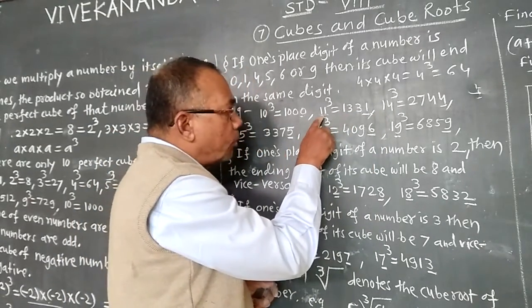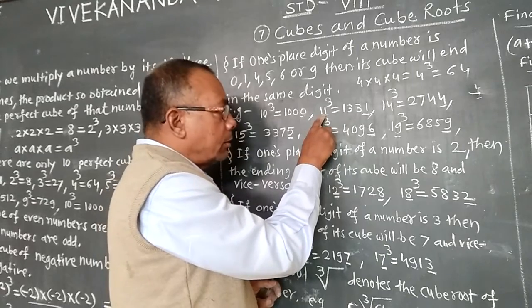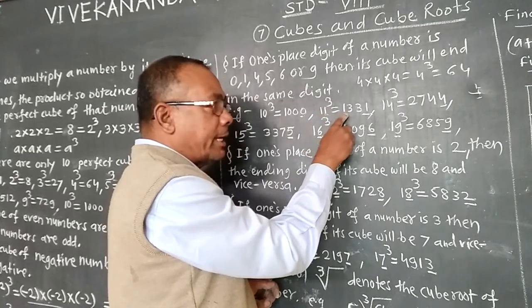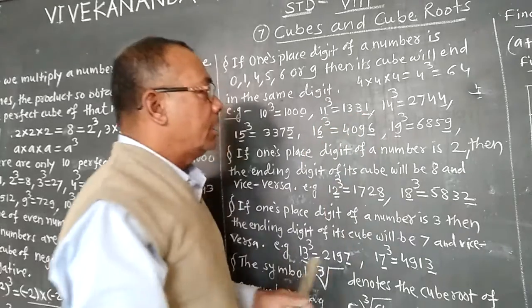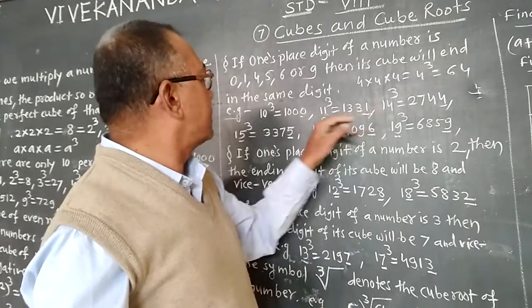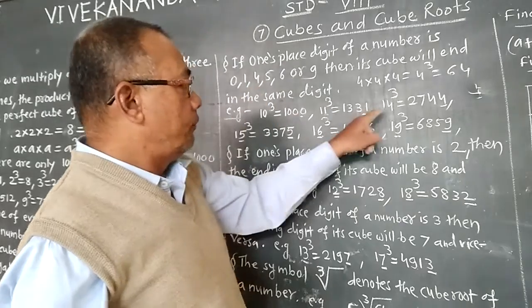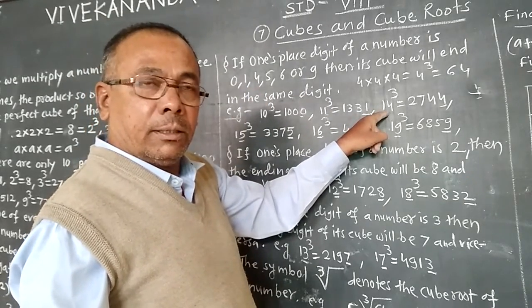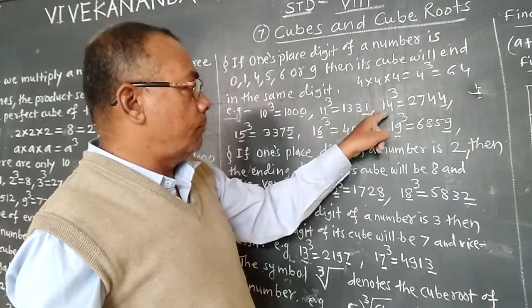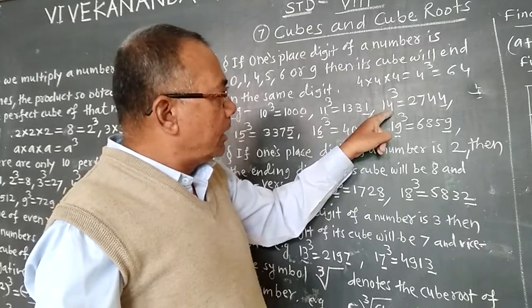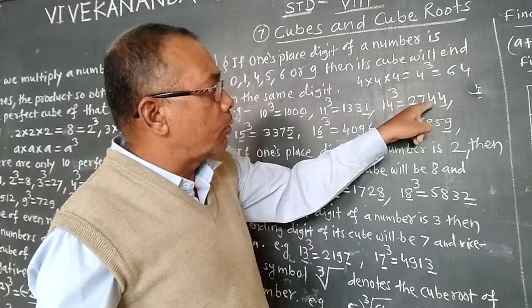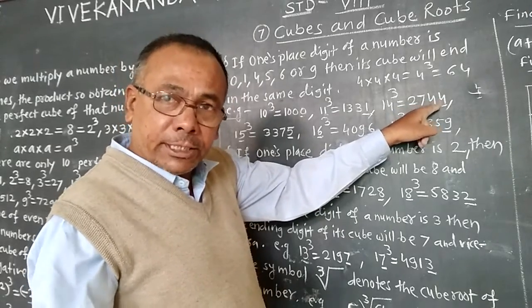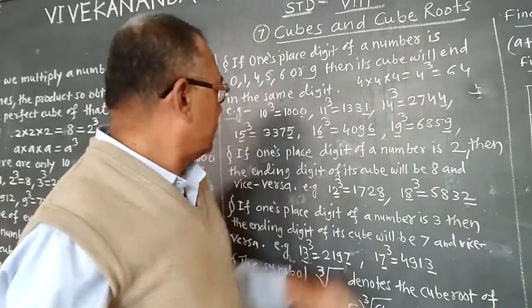Means both the unit place of 11 as well as the unit place of 1331 is 1. Here if we check the unit place of 14, means 4 is given here, so 14. Then the unit place of 14 is 4, and its cube is 2744. Its unit place is again 4.